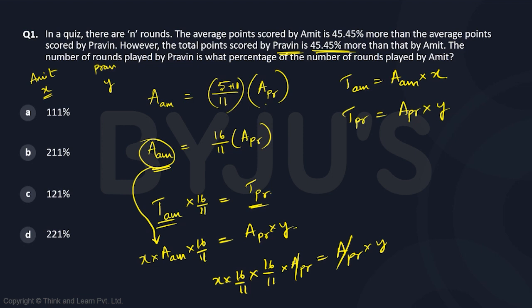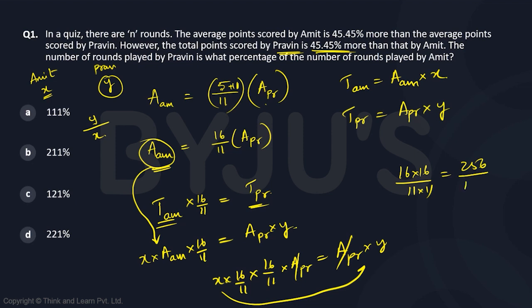So what are they asking? Find the number of rounds played by Praveen as a percentage of the number of rounds played by Amit. So Praveen by Amit is what we need, Y by X. So Y by X is 16 into 16 by 11 into 11, because if the X comes here, the remaining is 16 square by 11 square, which is 256 by 121, which is clearly just more than 200. Now again, there are two options, B and D. You have to be a bit more careful.